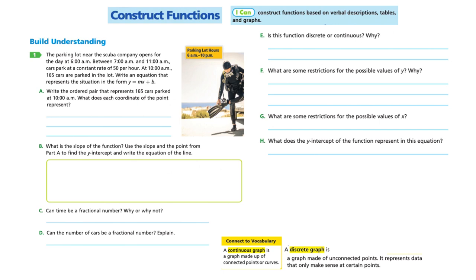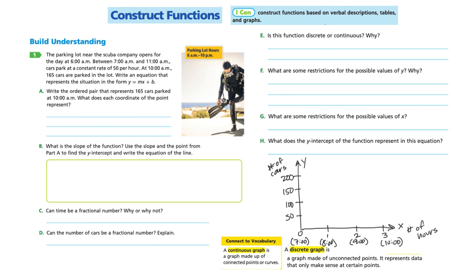D. Can the number of cars be a fractional number? Explain your thinking there. Is the function discrete or continuous, and why? What are some restrictions for the possible values of y, and why? What are some restrictions for the possible values of x? What does the y-intercept of the function represent in this equation? So pause here and take some time and go through these the best you can, and then we'll look at them together.